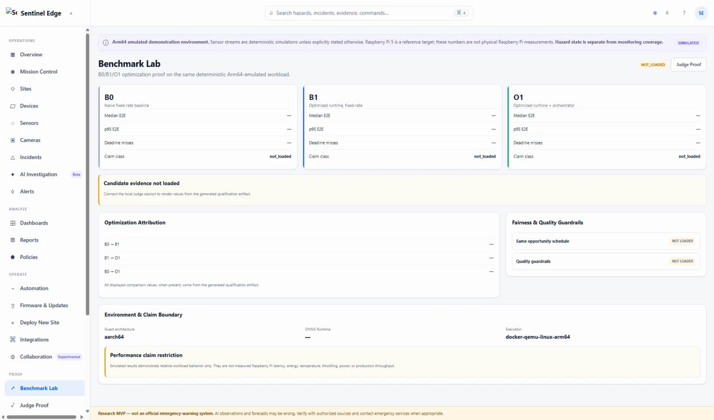state. And because this is an AI optimization challenge, I wanted the optimization story to be measurable. I compare 3 configurations. B0 is the naive fixed-rate baseline. B1 adds optimized model and runtime behavior while keeping the same fixed-rate workload.